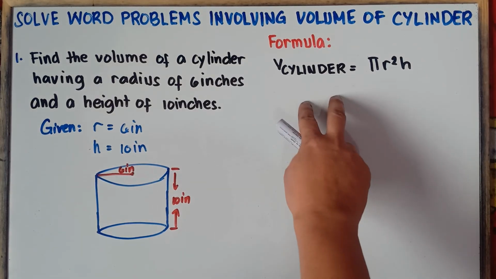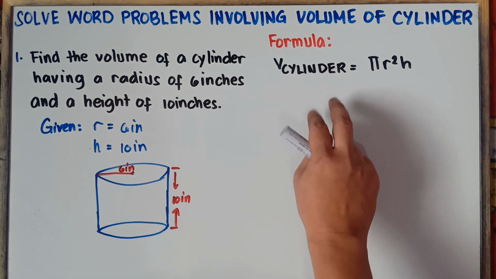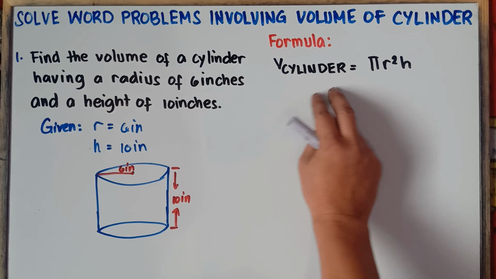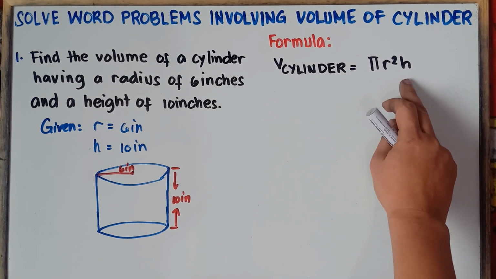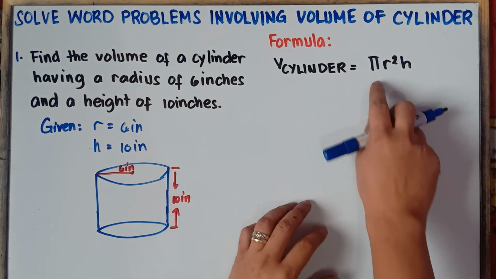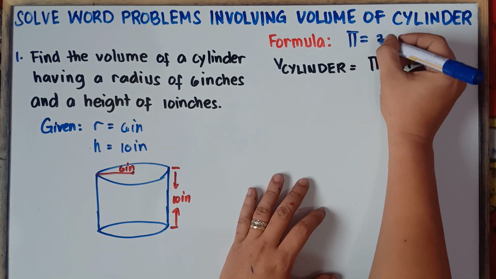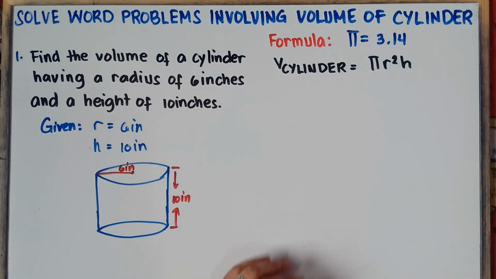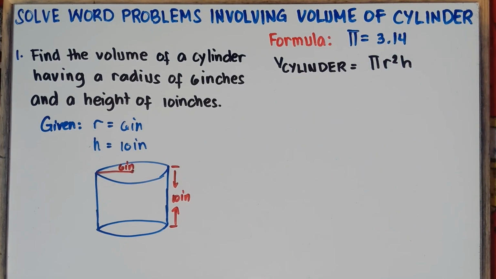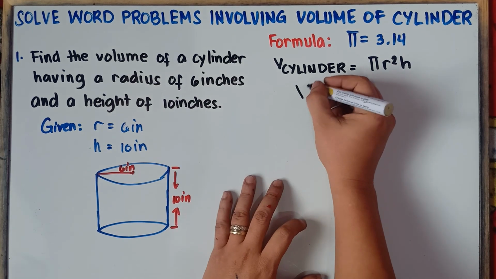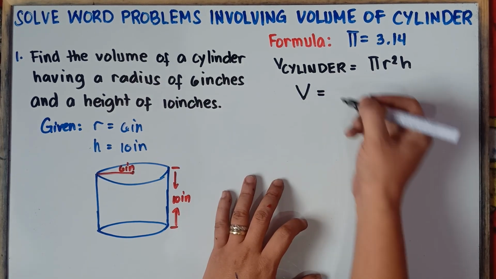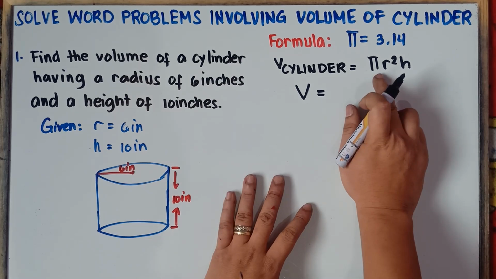Alright, and then simply use this formula to find the volume of a cylinder. So volume of a cylinder is equal to pi r squared height. For the pi, class, we can just simply use 3.14 for the value. So the value of pi is equal to 3.14. And then simply substitute, class. So volume of cylinder is equal to the value of pi, that's 3.14.